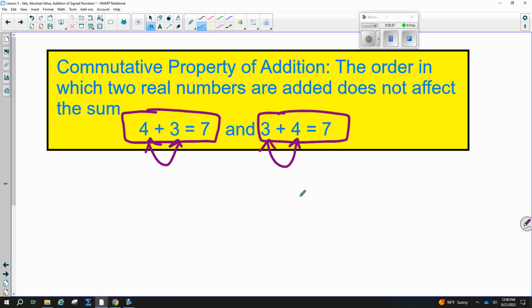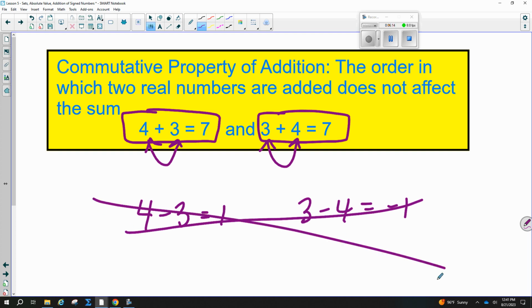Does the commutative property work for subtraction, you guys? No, you cannot do this, right? Those are not the same. You guys agree? This is 1, this one's -1. So subtraction is not commutative. It is only of addition.